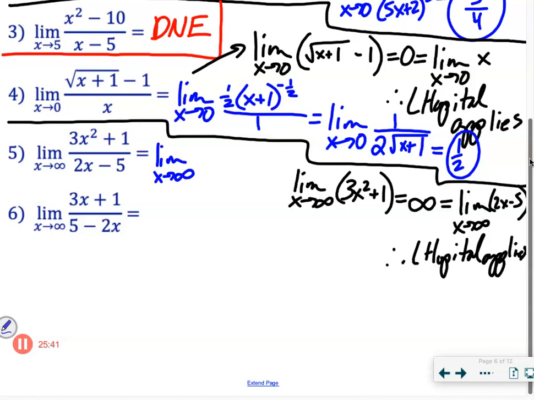What's the derivative of the top? 6x. What's the derivative of the bottom? 2. So now, if I plug in infinity, I have 3 times infinity. What's 3 times infinity? Infinity. This is infinity.